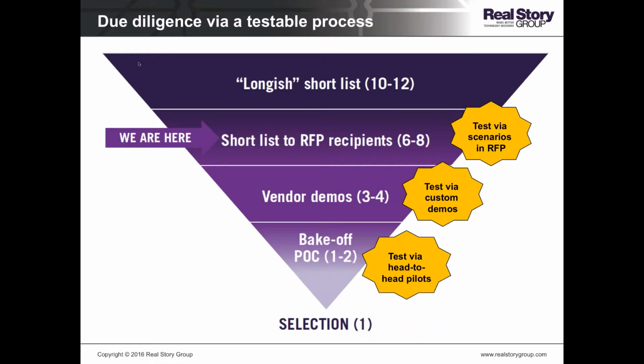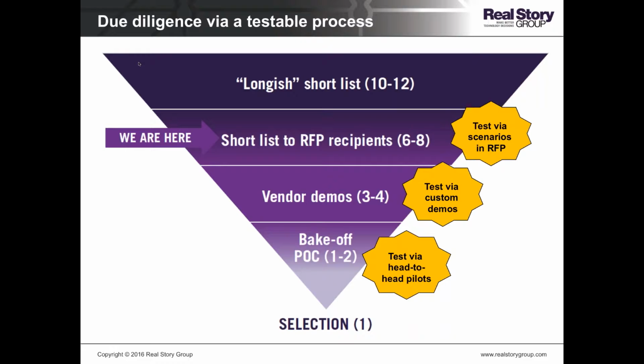Once you get to that right shortlist, then we want you to do diligence via what we call a testable process. If you've attended Real Story Group webinars in the past, I'm sure you've heard us talk about scenarios, and using scenarios to really put those shortlisted vendors through their paces: giving them an RFP that they need to respond to in detail, responding to your unique scenarios, making these vendors jump through some hoops in the course of some vendor demos, and then finally a competitive proof of concept, commonly known as a bake-off, really putting the vendors through their paces in head-to-head pilots.